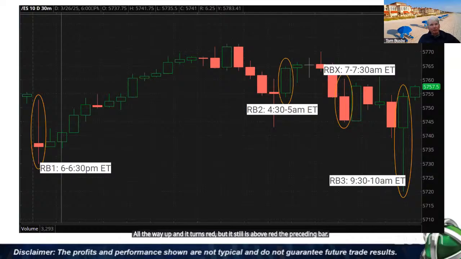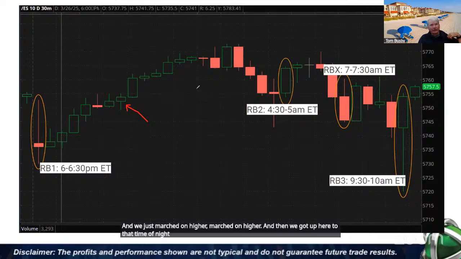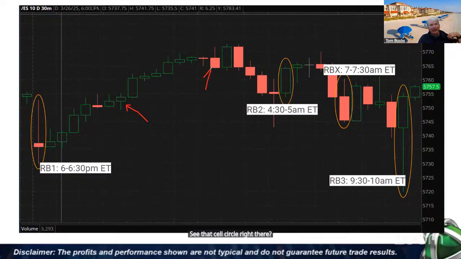Notice that it broke below, but it's not red. That's a little twist there. That's advanced chart reading. So you wouldn't have got out because it's not red. Everybody see that? And we just marched on higher, marched on higher. And then we got up here to that time of night, right before RB3, and you got a first sell signal. See that sell signal right there? Okay. And then you got a buy signal. But look at the time. This is an hour prior to RB2.